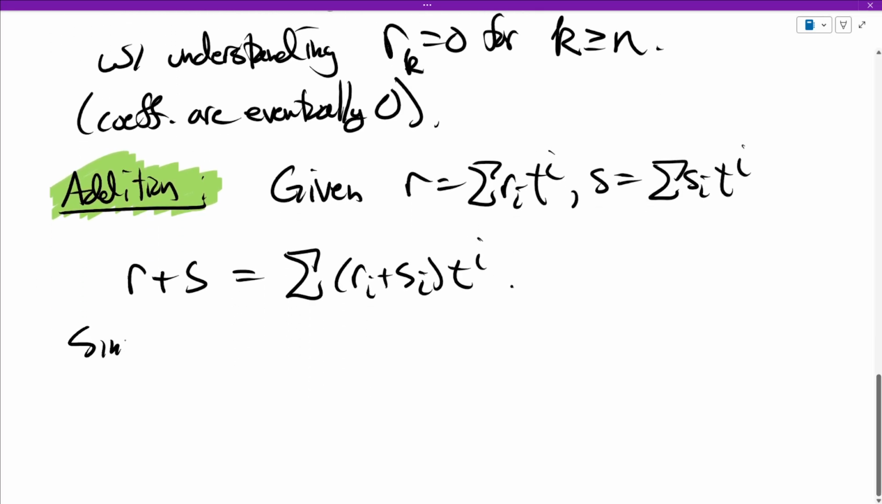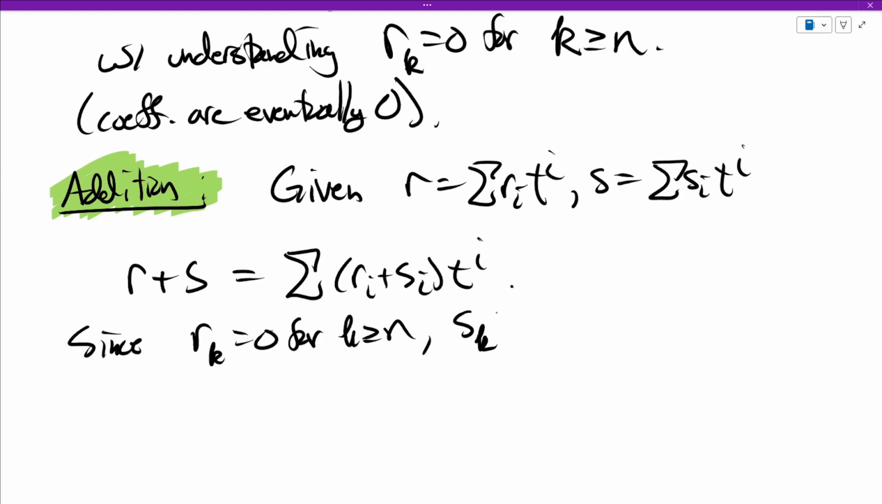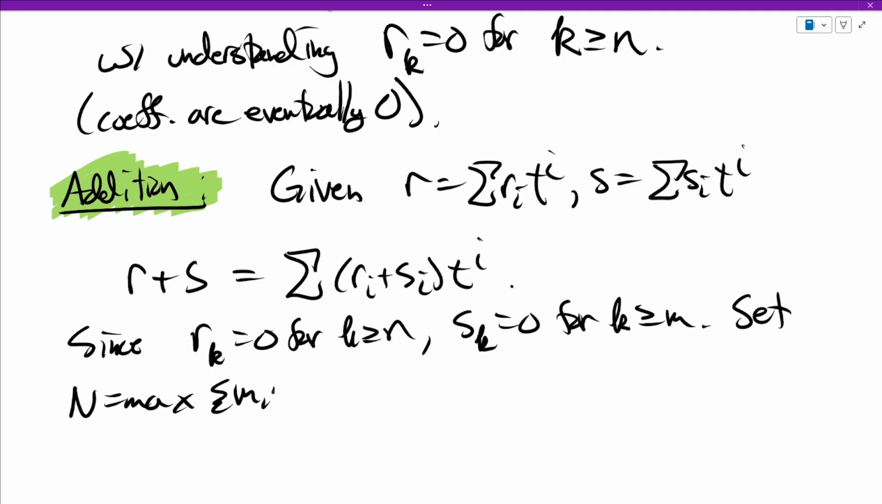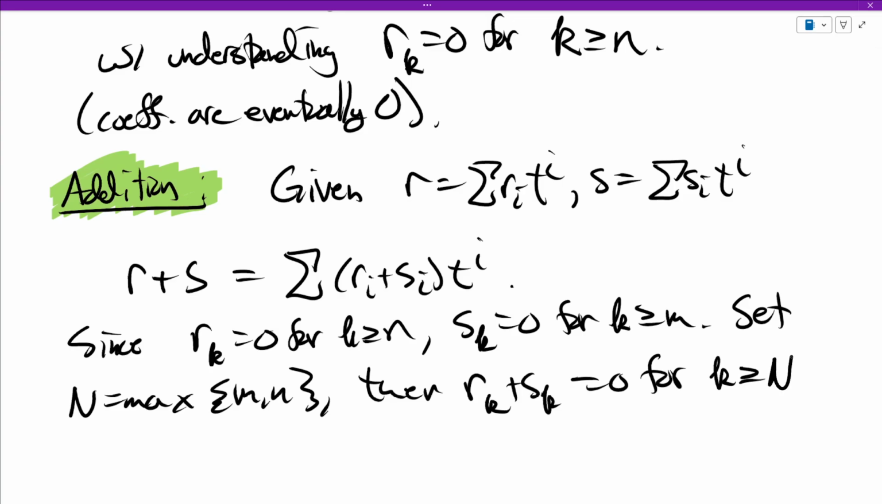So since R_k is 0 for k bigger than or equal to n, and S_k is 0 for k bigger than or equal to m, let's set capital N to be the max of m and n. Then R_k plus S_k are both 0 for k bigger than or equal to N. They're both 0 if you're bigger than or equal to the max, and so this defines another polynomial. We would be concerned if maybe the coefficients weren't eventually 0.